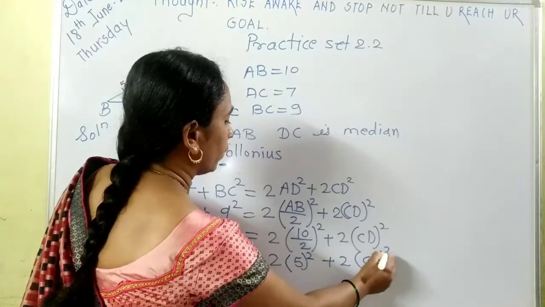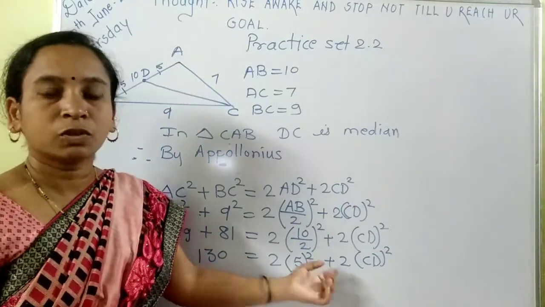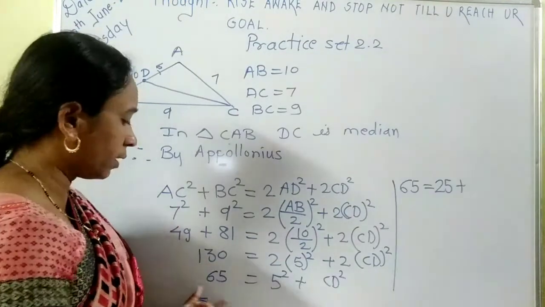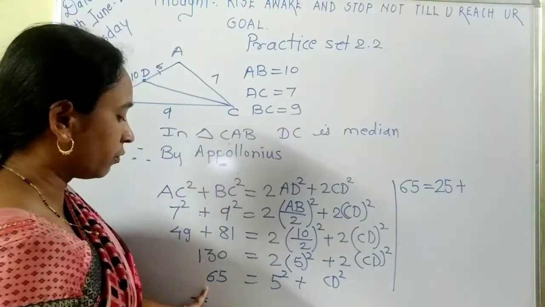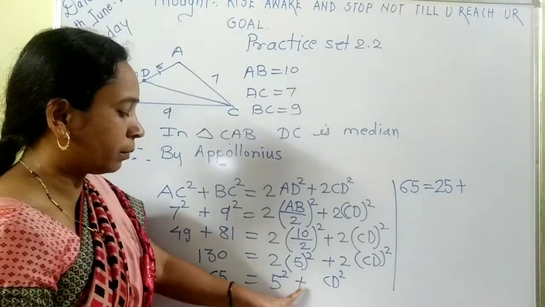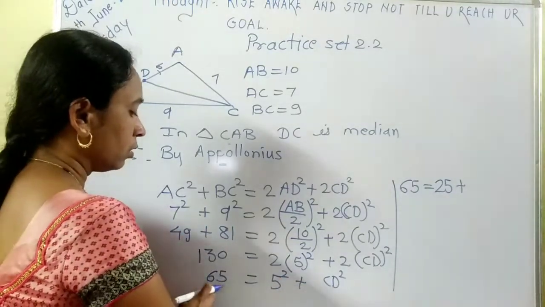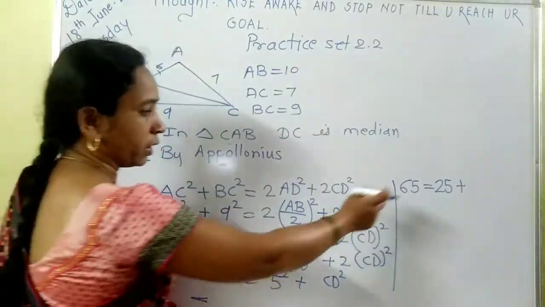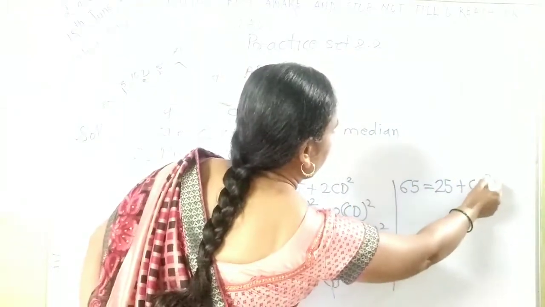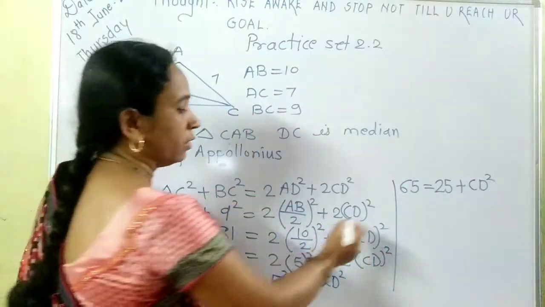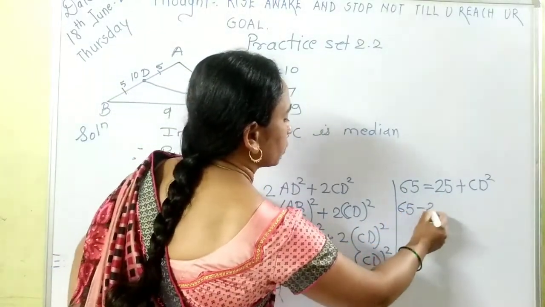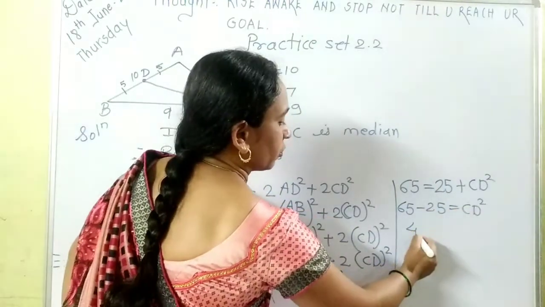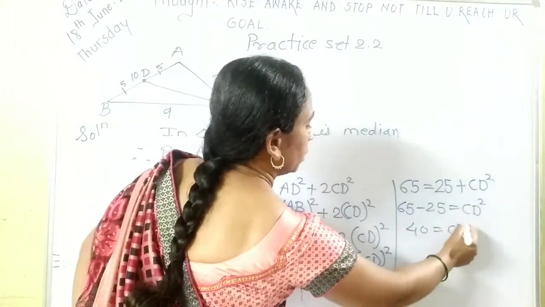CD we have to find out. If you observe, all are divisible by 2. So if I divide this by 2, I will get the equation 65 is equal to 5 square plus CD square. Now I will write 65 is equal to 5 square is 25 plus CD square. Transfer 25 on this side. So 65 minus 25 is equal to CD square. Subtraction gives 40 is equal to CD square.